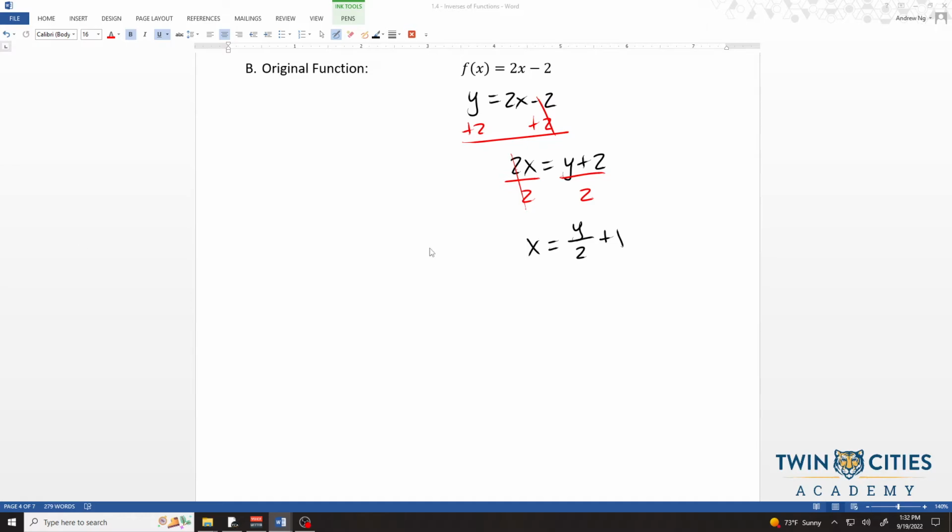So in this case, instead of writing y plus 2 over 2, I'm just going to divide each of those by that 2, leave the first one as y over 2, and then 2 over 2, 2 divided by 2 becomes 1.